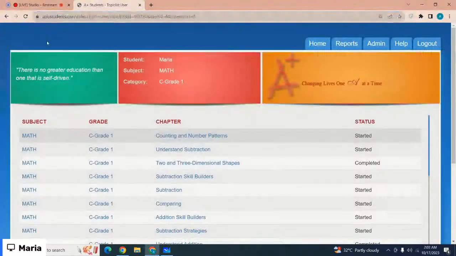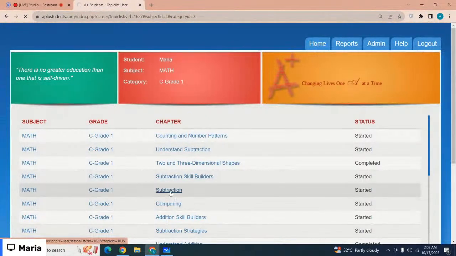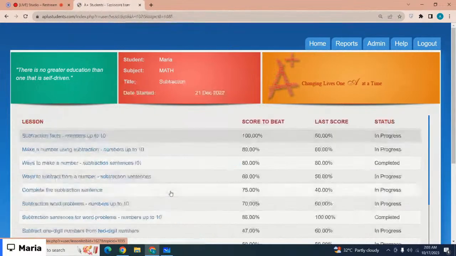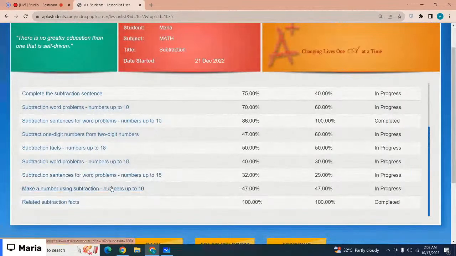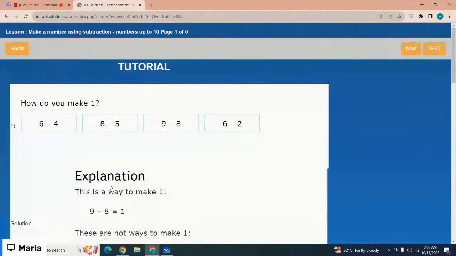Okay, here I am on grade 1 math. We have already started with the chapter. Today we're going to finish the chapter, right? We already know how to subtract. So subtraction means taking away a number from the other number, right? So the lesson we're going to cover today is make a number using subtraction, numbers up to 10. So we are going to see how we make a number.